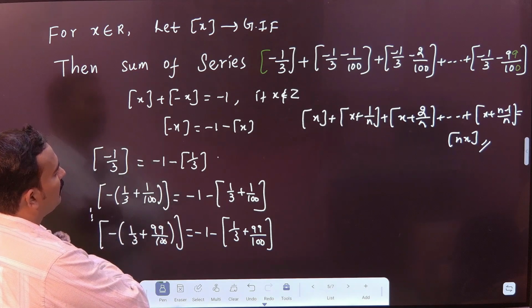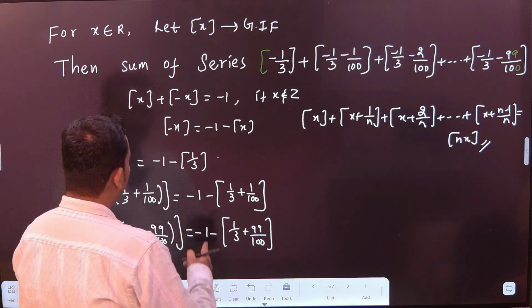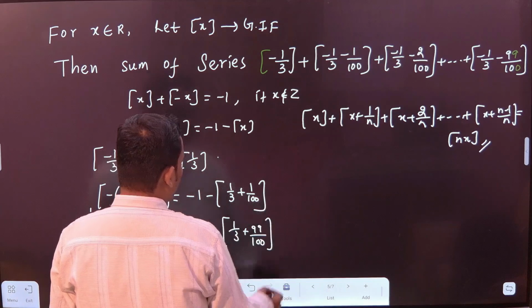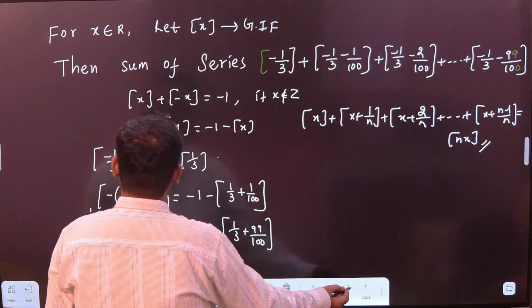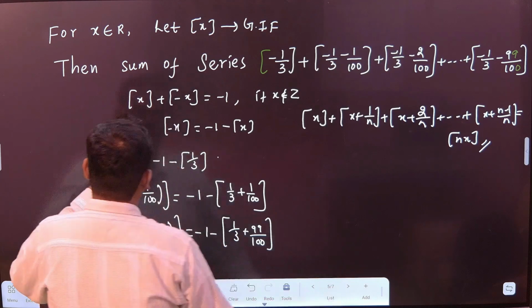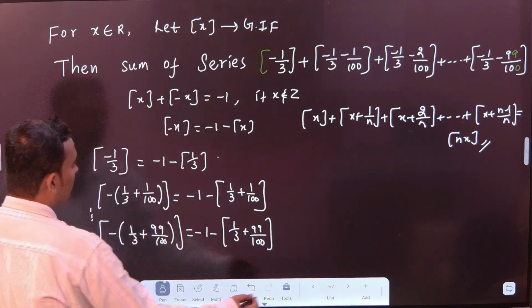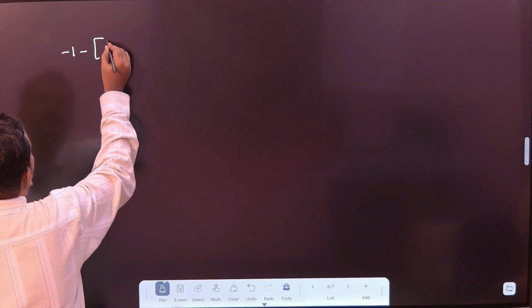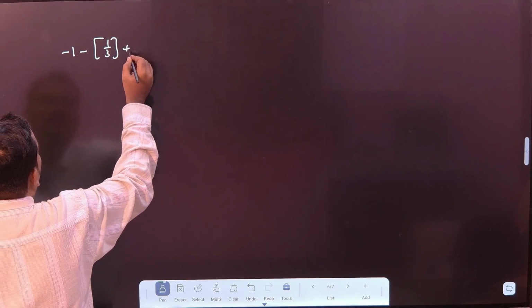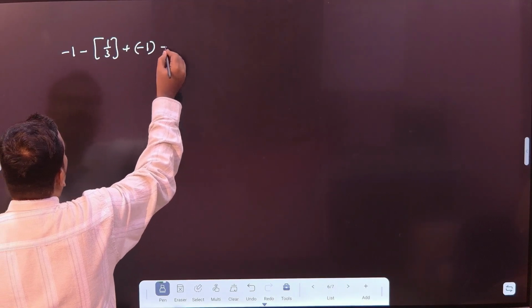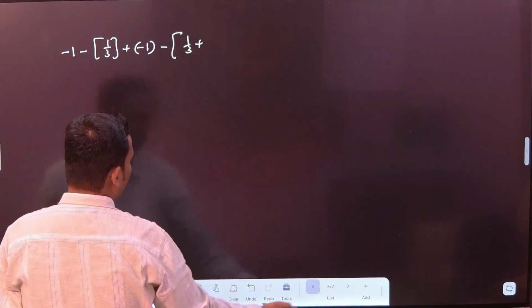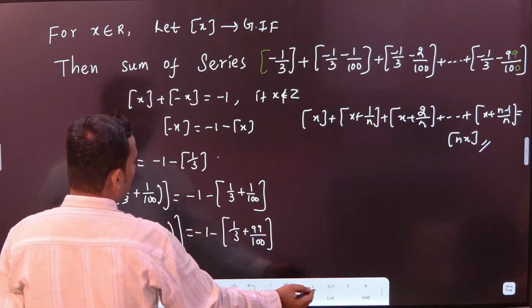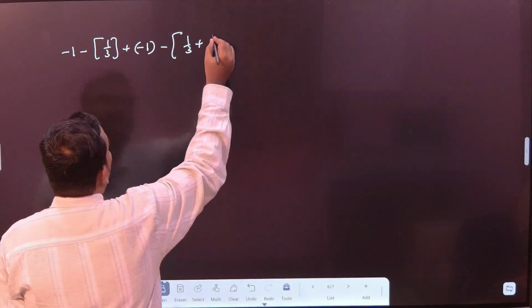Okay. Then how to rewrite this one? You can see, student, first I'll take another page. You can see the first one, how to write: greatest integer function of minus 1 by 3, minus 1, minus greatest integer function of 1 by 3. The next, minus 1 minus the greatest integer function of 1 by 3 plus 1 by 100, right? 1 by 100.